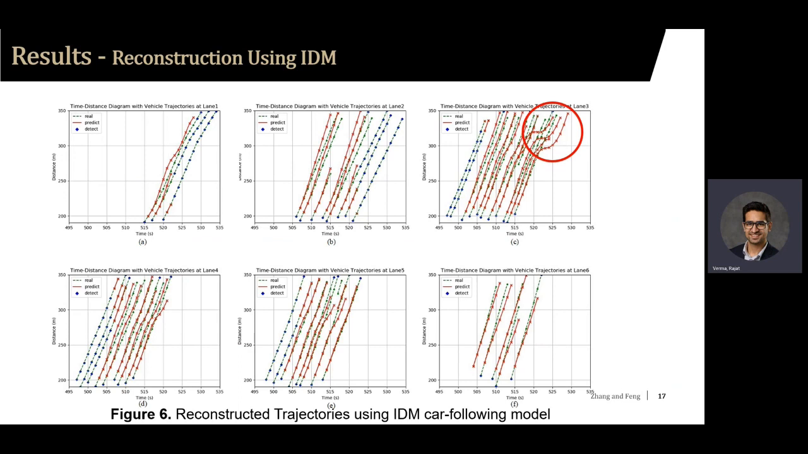After that, I will introduce this plot. This is the reconstructed trajectory using the IDM car following model with 6 lanes. The real trajectory is marked in green color, and the predicted trajectory is marked in red color. And the blue dots are the detected trajectory. As you can see, because the IDM considers that the following vehicle's behavior is influenced by the leading vehicle's behavior, there might be accumulated error here.